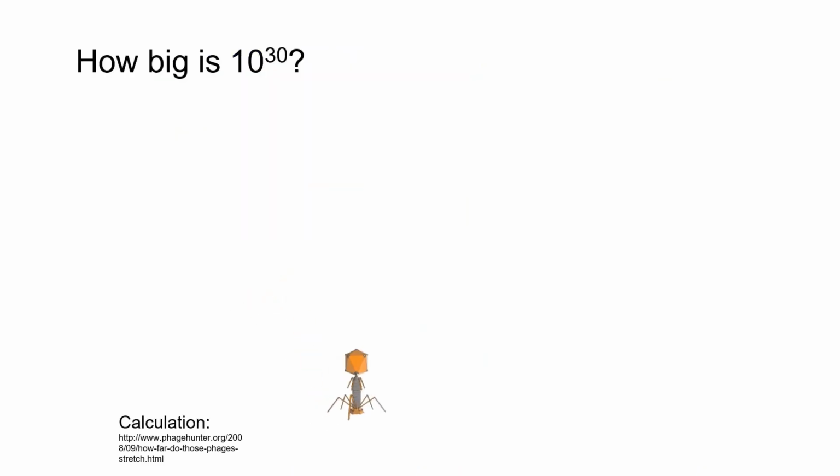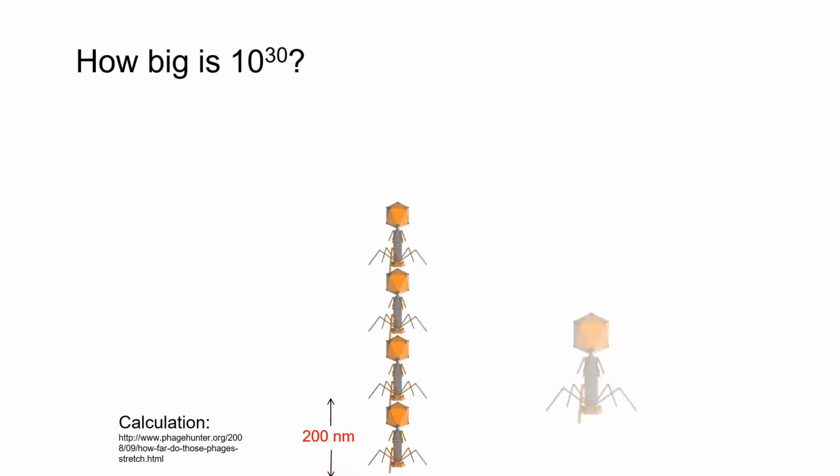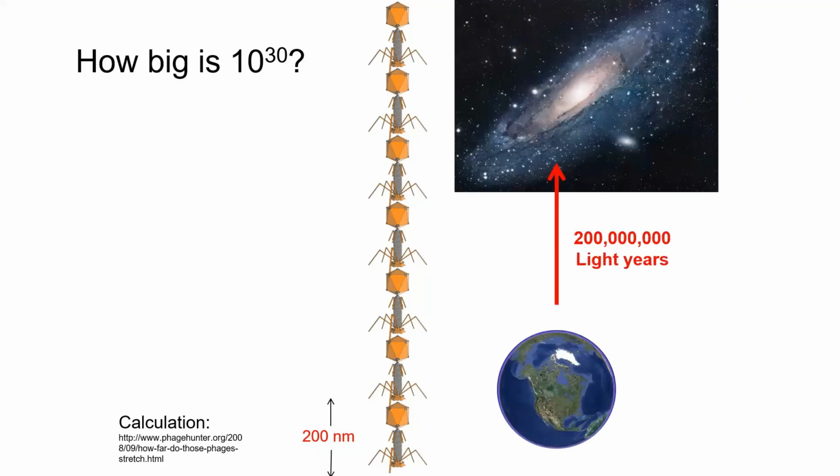Let's go back to our little virus here, and let's assume it's about 200 nanometers. That was the number I gave you before for the rhinovirus, but it's pretty true for a bacteriophage. What if I took 10 to the 30 bacteriophage and stacked them all together, how far would that reach? You can do the math, right? You multiply 10 to the 30 times 200 nanometers, and you get 200 million light years.